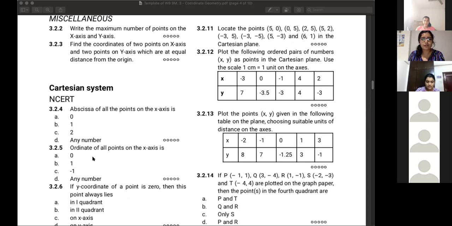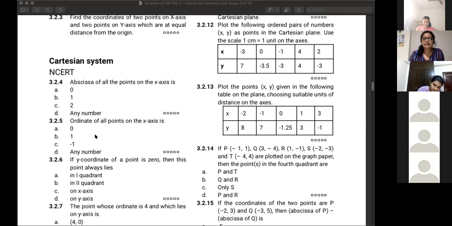Sujal, ordinate of all the points on the x-axis is? Ma'am, any number, right? Suhani is right. Ashka got it, yes.